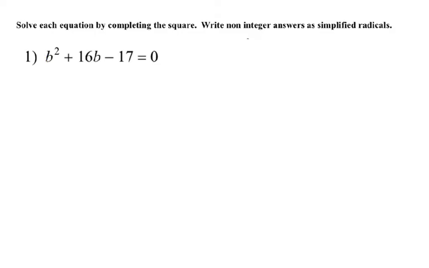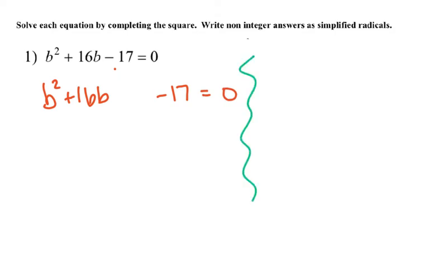So I'm going to either scoot my negative 17 over like this, but keep it on the same side, or I could do it like this, where I have the equals and then add 17 to both sides. It doesn't matter. It's more a matter of personal preference.